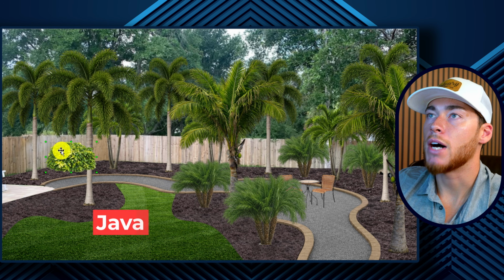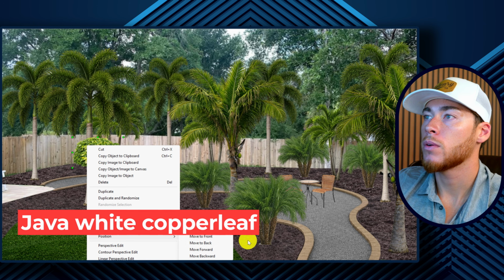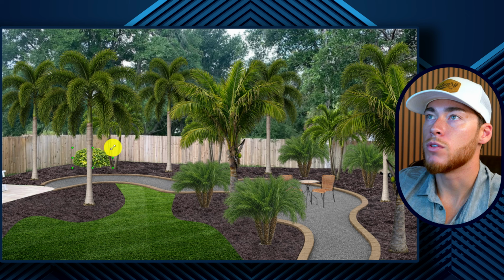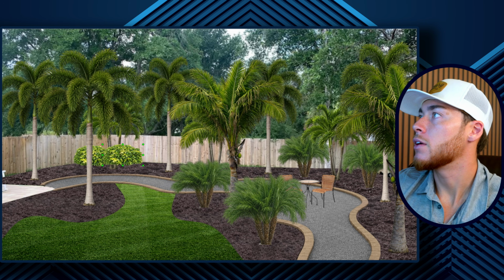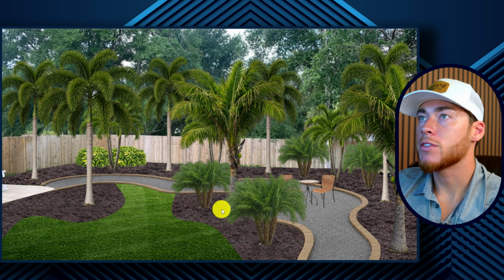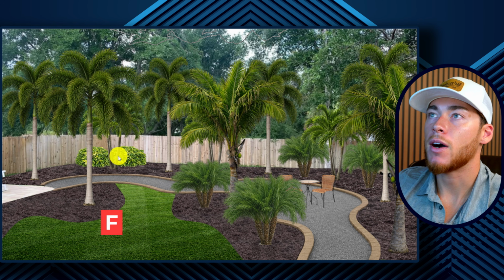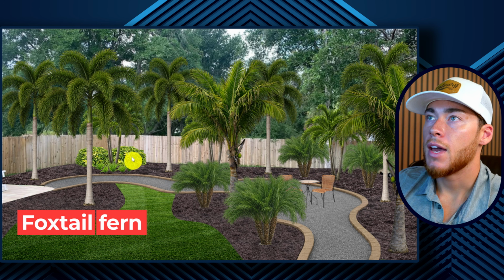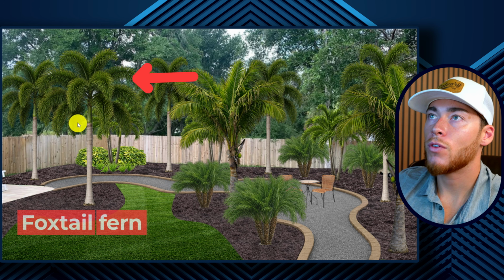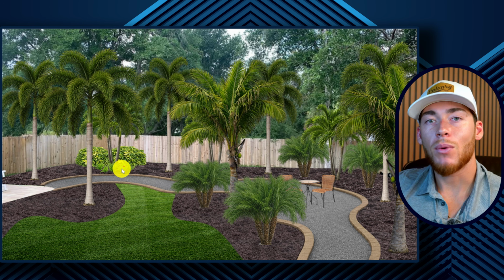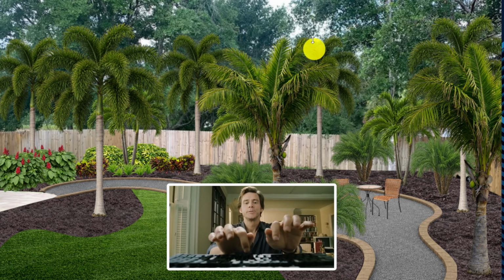We're going to use Java white copperleafs in this back corner. These are going to get nice and tall and create a nice buffering so you really won't see that fence too much. One, two on either side of that Christmas palm. So now that we have something nice and tall in the back like this, we're going to come right back with something low, like foxtail ferns. And as you can see, your eye goes from really tall from the Christmas palms, down to the Java whites, down to the foxtails. Now we're going to fast forward this so you can see what it looks like throughout the entire garden.